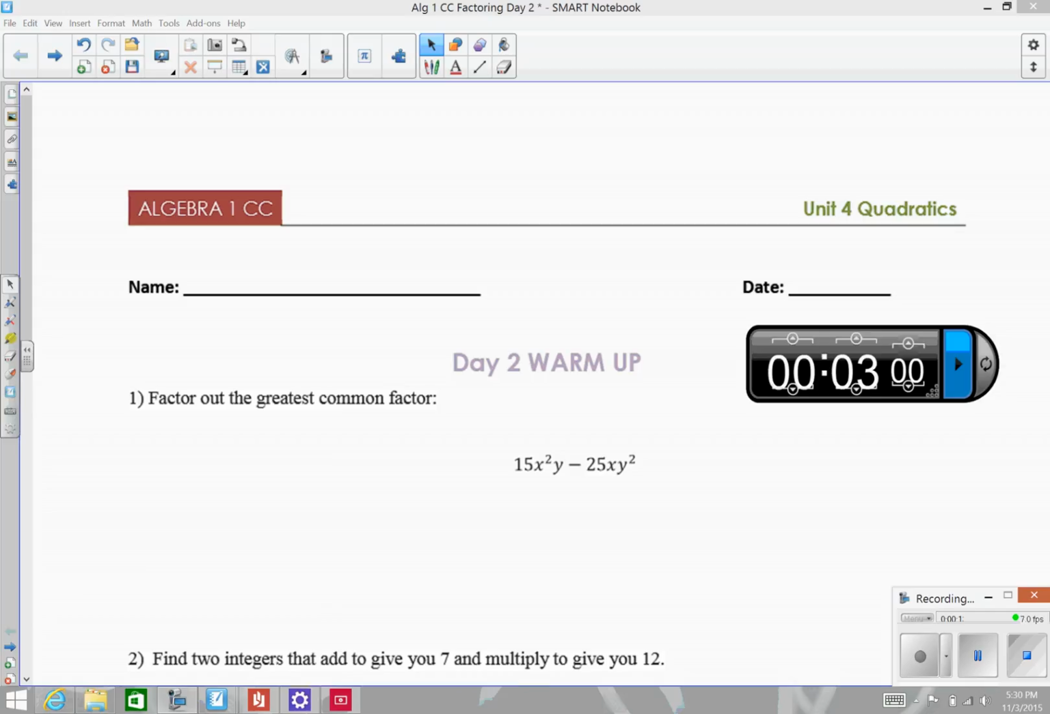Hello everybody, let's get started. So in your seats please, we've got 3 minutes on this warm-up and we'll start that timer going now.